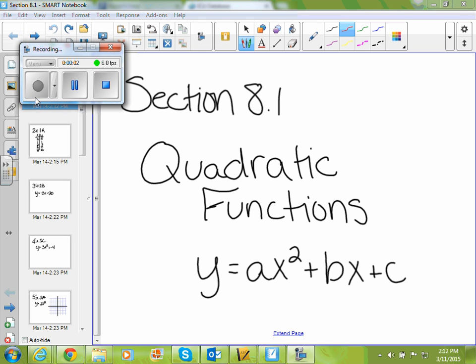Okay, so today we're going on section 8.1, which is quadratic functions. We know that we've seen quadratic functions before, but we haven't done much with them. In order for it to be a quadratic function, it has to have an exponent of 2. It cannot have any other exponent but an exponent of 2. Why? Because that's what makes it quadratic. Because quadratic means exponent of 2. We went over that before.